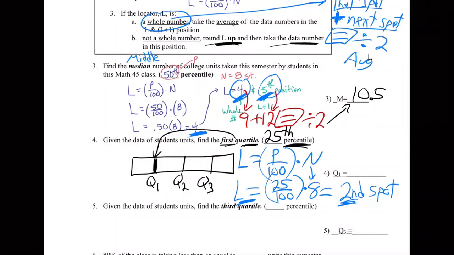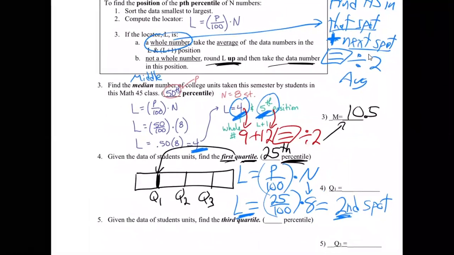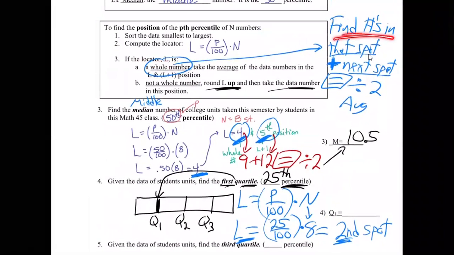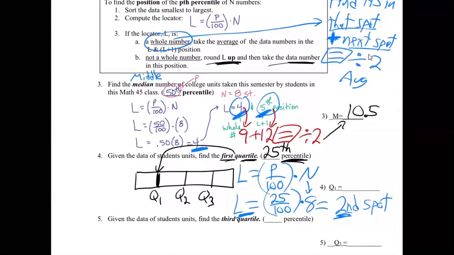So the answer is not 2. It's a locator. See what it says up here? Here, I'll make this a little bigger. See, it says locator. So you're supposed to go to that position, right? It says find the number in that spot and take the next spot, hit equals and divide by 2. So I've got to go find the number in the second spot. Got to take that spot and the next spot, don't I? So let me write that up here. Second spot and the third spot.